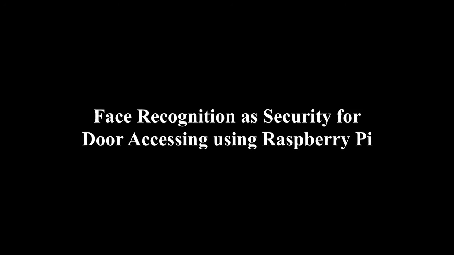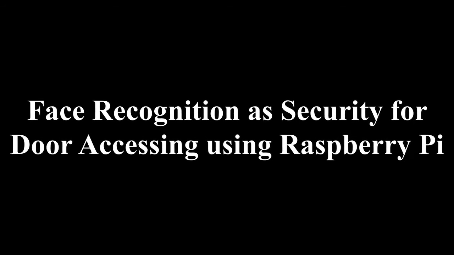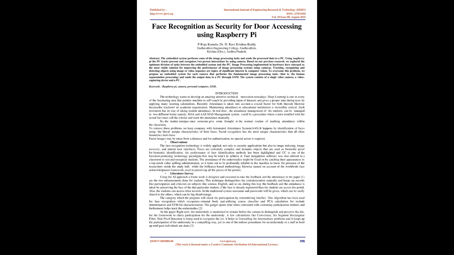Face recognition as security for door accessing using Raspberry Pi. Abstract: the embedded system performs some of the image processing tasks and sends the processed data to a PC. Using Raspberry Pi, the PC tracks persons and recognizes two-person interactions by using a camera.